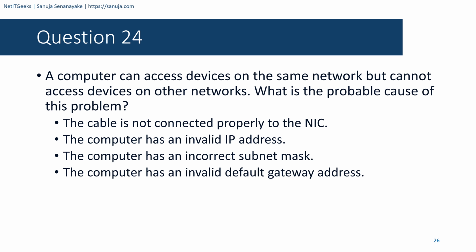So the computer can communicate within its own network, with devices connected within the same subnet, but cannot communicate outside. This is an easy answer because I have already covered it, so I'm going to give you the answer right now. It is the computer has an invalid default gateway address or a missing default gateway address. That will result in a computer that can communicate within the same network but cannot communicate with devices outside of its network.